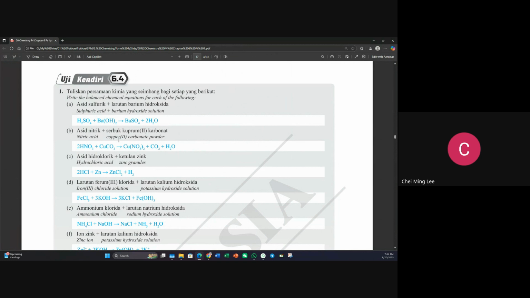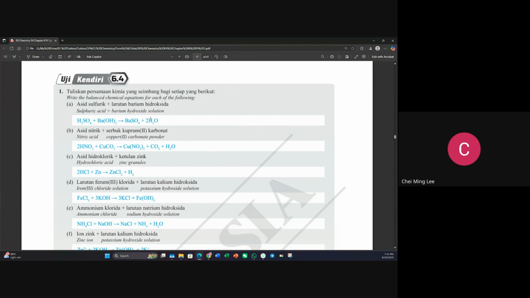Hydrochloric acid with zinc granule. Zinc granule means zinc. Okay, means you will form zinc chloride with hydrogen. Iron 3 chloride solution with potassium hydroxide solution, you will form potassium chloride solution with ferrum hydroxide.